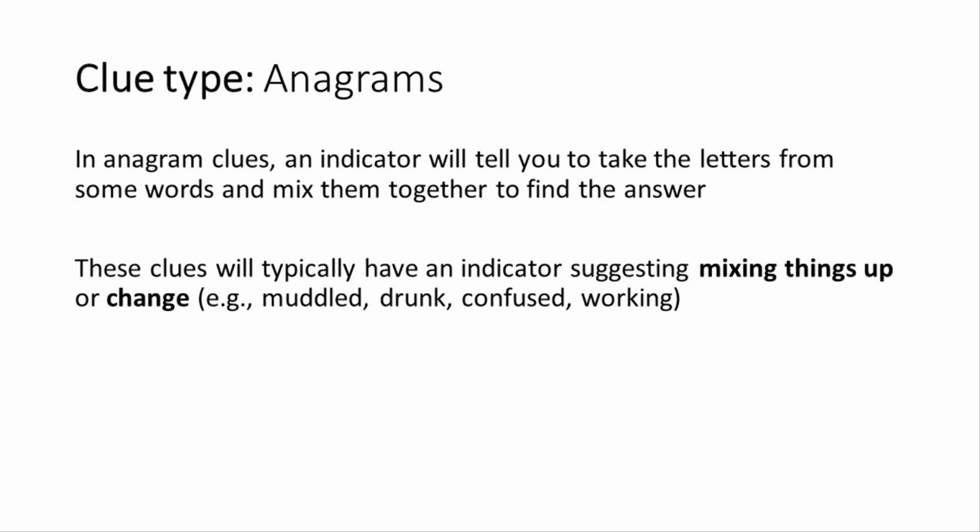We're starting with anagrams, one of the most common clue types. In anagram clues, an indicator will tell you to take the letters from some words and mix them together to find the answer. These clues will typically have an indicator suggesting mixing things up, or change. Could be muddled, drunk, confused, working, addled, baffled, mixed up, anything like that. To work out whether an anagram is being used in the clue, it can be quite useful to count letters and compare it to the number of letters you know are in the answer.